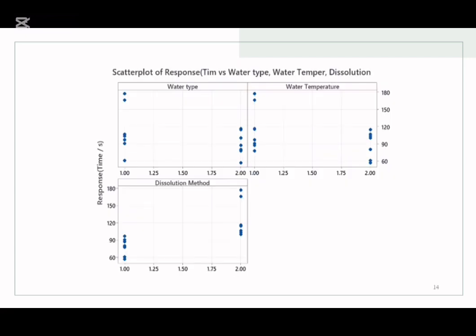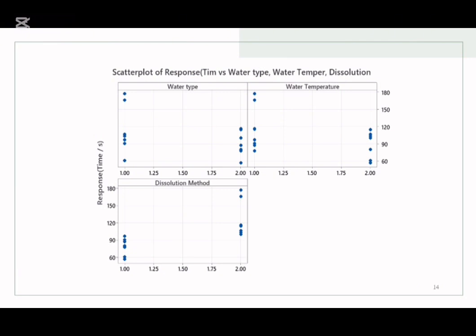This chart presents the scatter plot of the response variable, the dissolution time in seconds, against the three categorical factors, which are the water type, the water temperature, and the dissolution method. For water type, regular water is coded by 1 and sparkling by 2. For water temperature, cold is coded by 1 and warm by 2. For dissolution method, stirred is coded by 1 and unstirred by 2. These plots help visualize how each factor level affects the response.